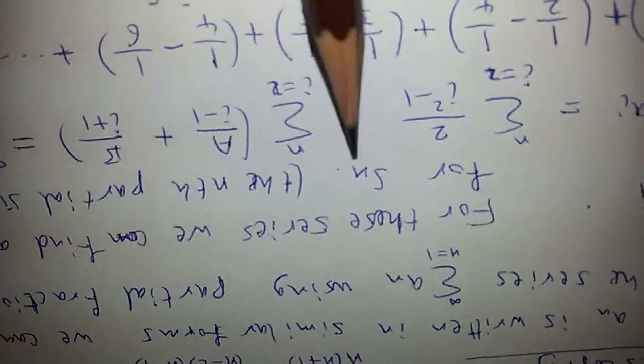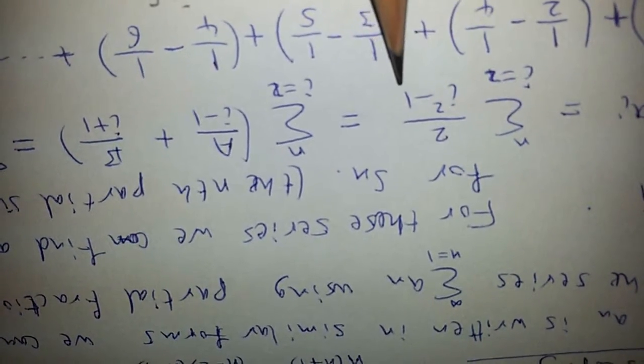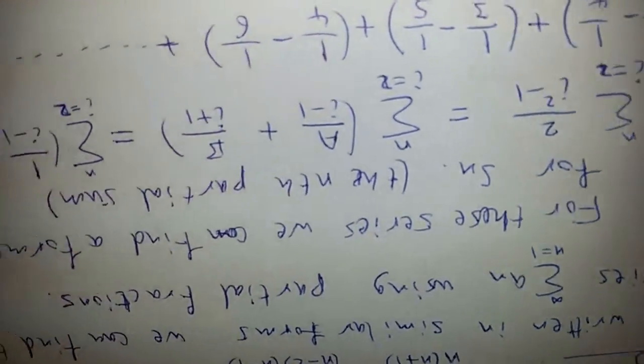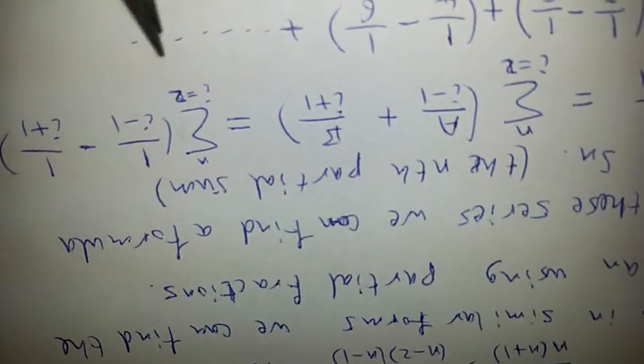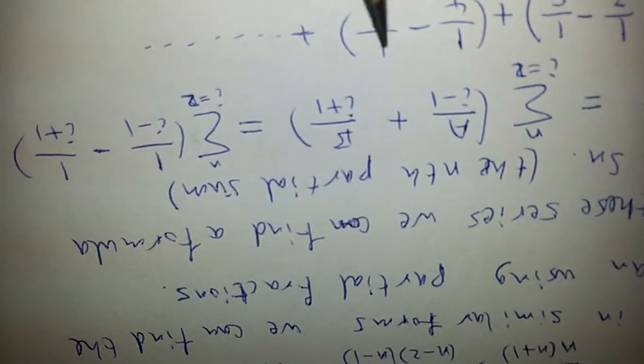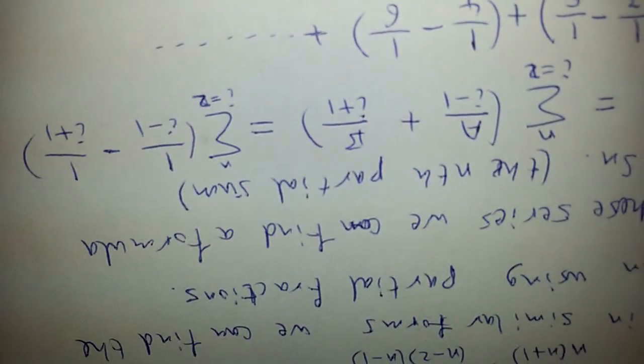Alright. Now we can use partial fractions to write this as a over i minus 1 plus b over i plus 1. And you can easily prove that a is 1 and b is negative 1. So Sn, the nth partial sum, can be written in this form.